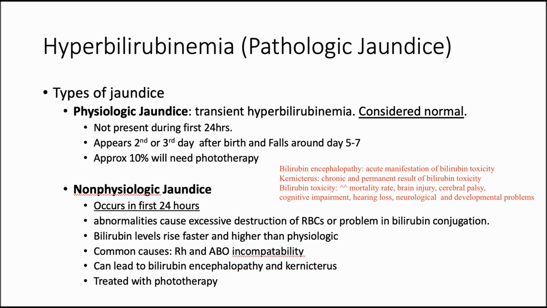Know your common causes of this, right? Like, why would this jaundice happen? It's most of the time going to be related to an Rh or ABO blood incompatibility, right? So mom is Rh negative, baby is Rh positive, and it's going to cause this type of jaundice, right? So just know which one is normal, which one isn't. It can lead to bigger issues, right? This is always going to be treated with phototherapy.